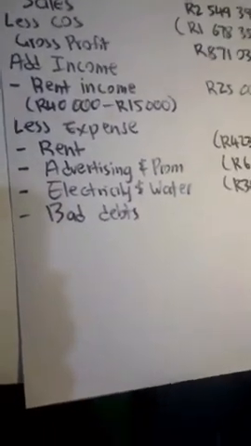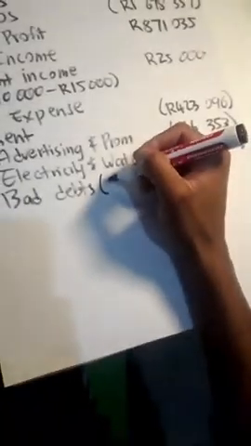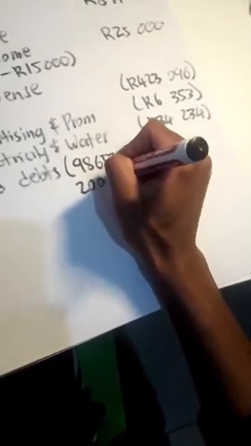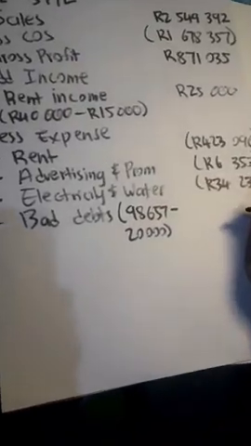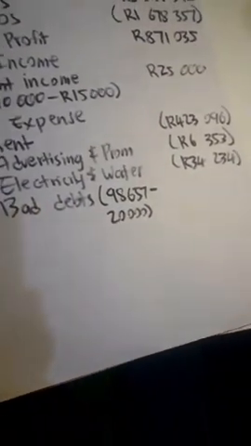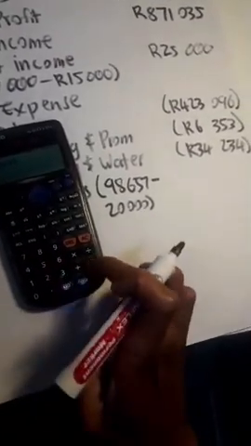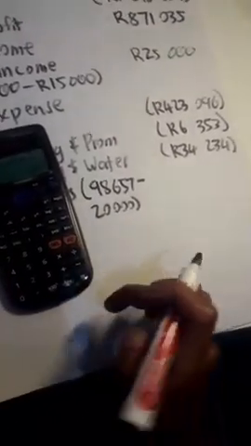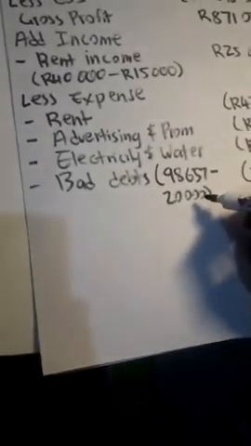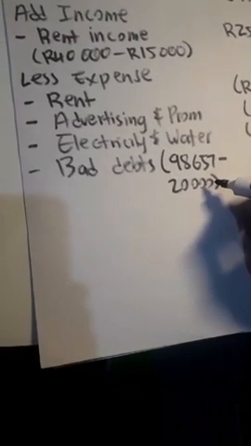Right? So what is the amount on the trial balance? The amount on the trial balance is 98,657 and then minus 20,000, because the 20,000 was on the credit side of our bad debts. So now you say 98,657 minus 20,000. You get how much? You get 78,657. Are we following? So why is it a minus? Because it was credited when we did adjustment number 3.